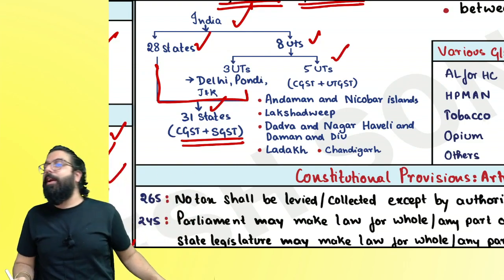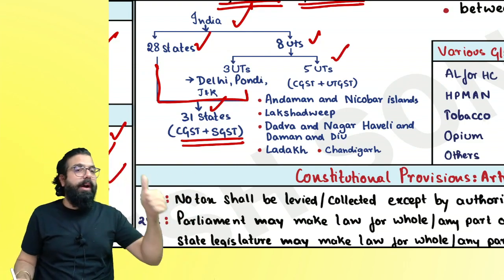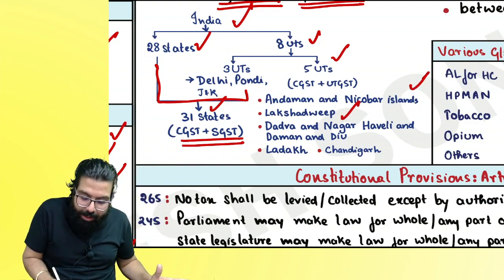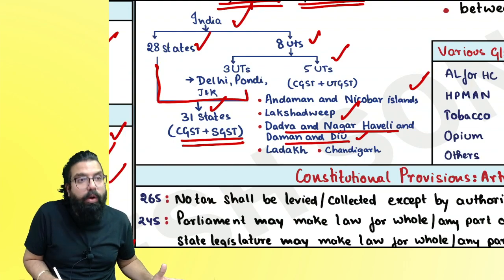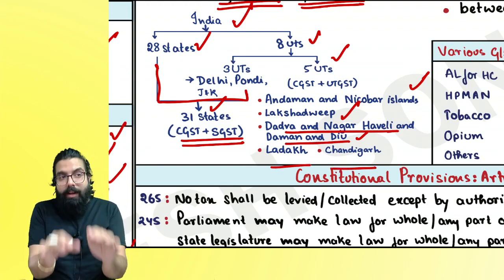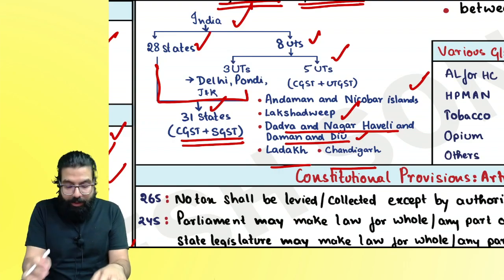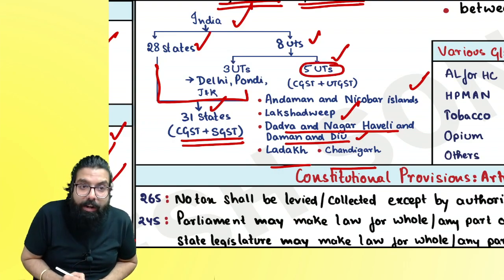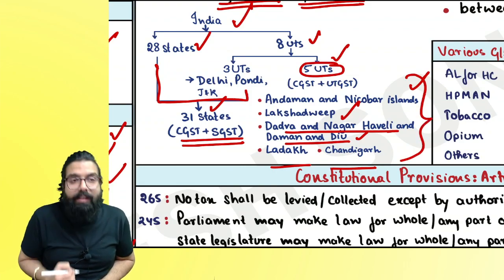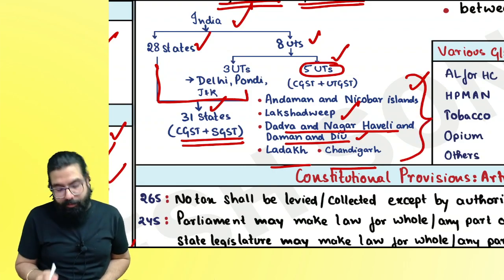We have 5 union territories. What are the 5 union territories, everyone? Andaman and Nicobar, Lakshadweep, Dadra and Nagar Haveli and Daman and Diu, Ladakh, and Chandigarh. Whenever a transaction happens within these union territories, which are union territories without legislature, then always CGST and UTGST will be charged.